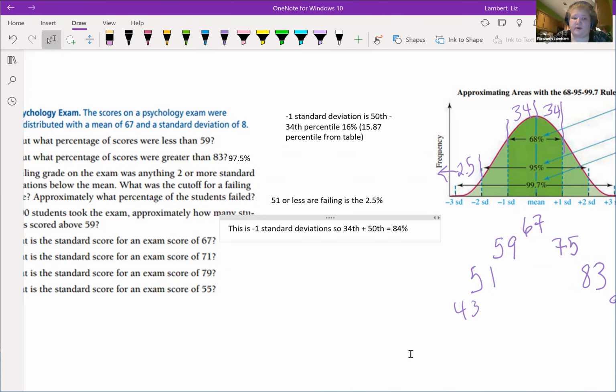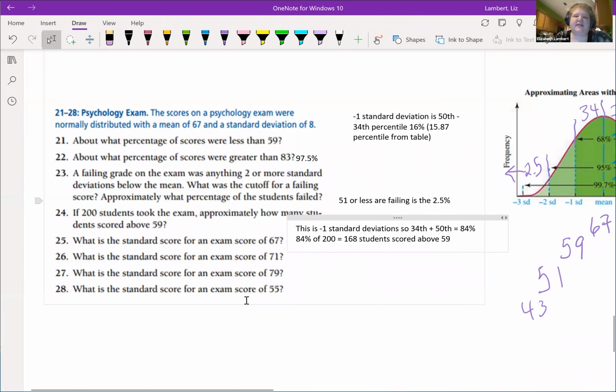84% scored above a 59. 84% of the 200 they told us. Well, 84% of 100 would be 84. So 84% of 200 is going to be 2 84s, which is 168. So 168 students scored above 59.